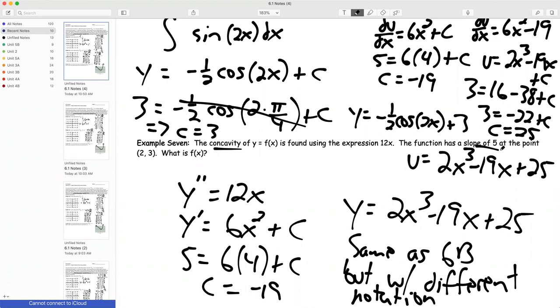Okay. So that is slope fields and initial value problems. Yeah, I'm done.